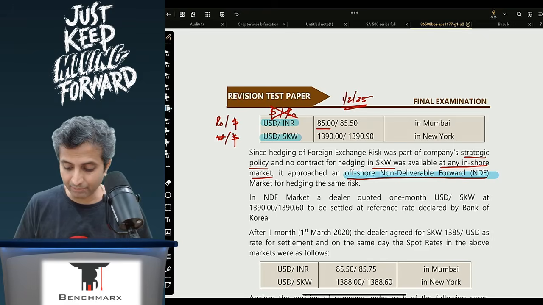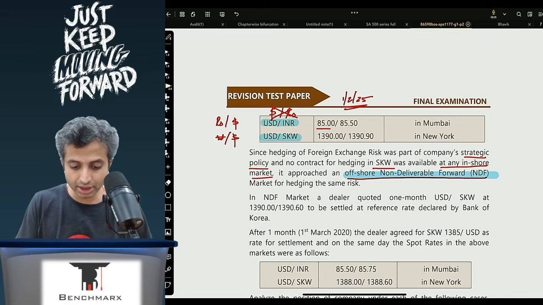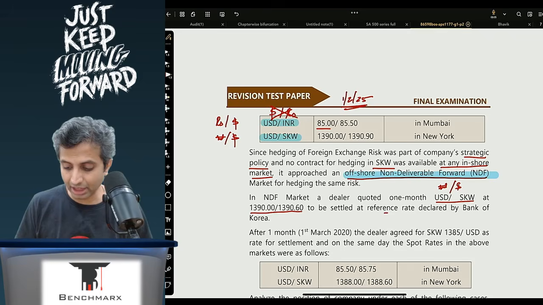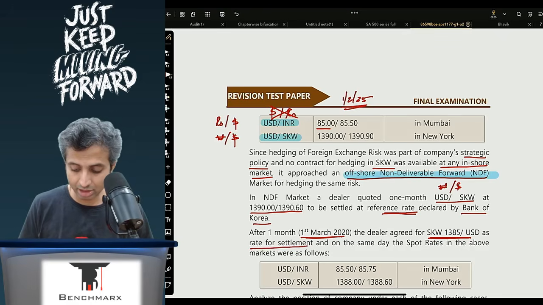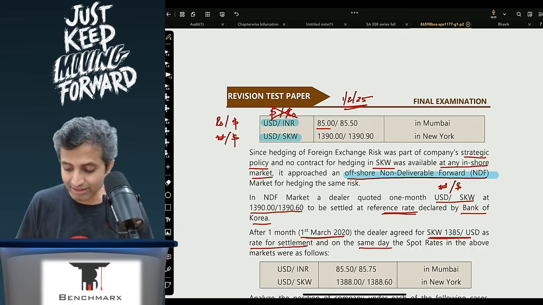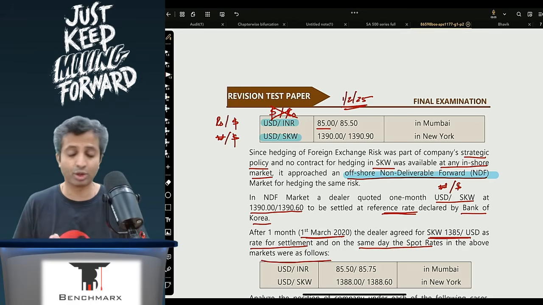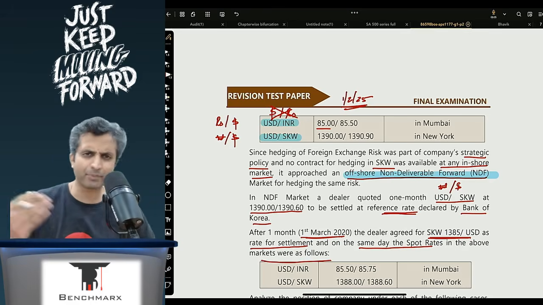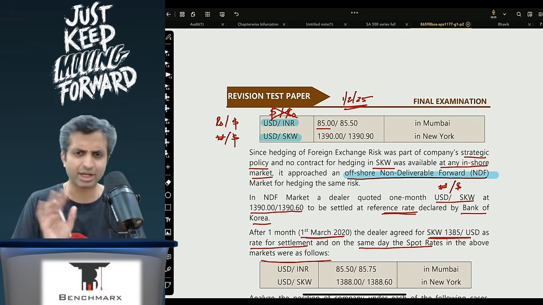Okay, in the NDF market, the dealer quoted 1 month USD KRW, that is won per dollar, at these rates. So there is bid and ask, to be settled at the reference rate declared by the Bank of Korea. Now, after 1 month, the dealer agreed to 1385 as the rate for settlement. This must be the rate given by the Bank of Korea, and on the same date the spot rates in the markets were as follows. So maybe the rates given by Bank of Korea are slightly different from the rates in the market as well. That is very much possible.